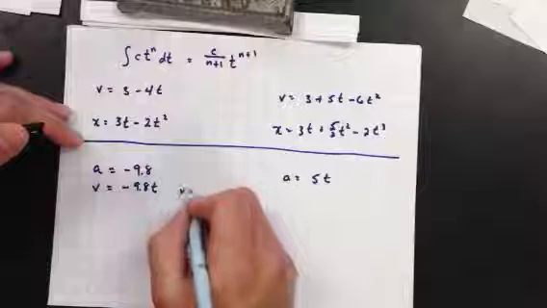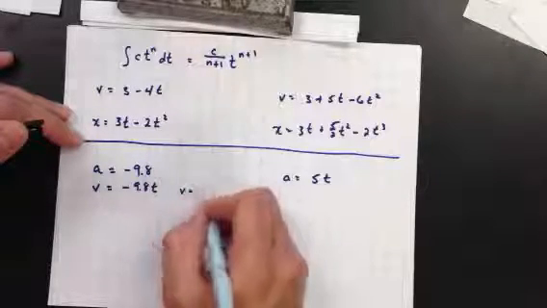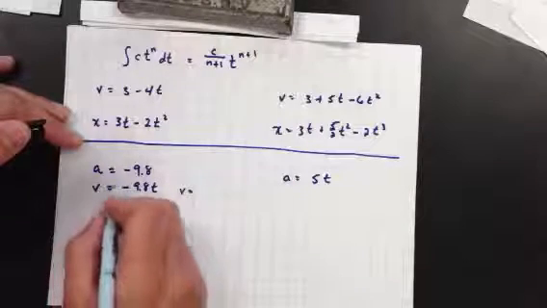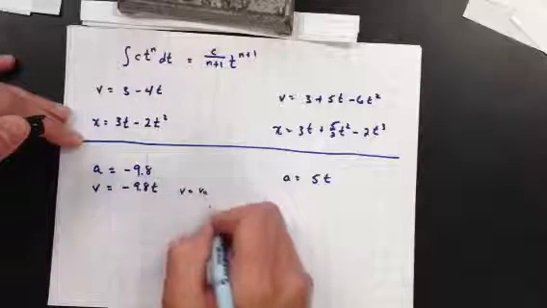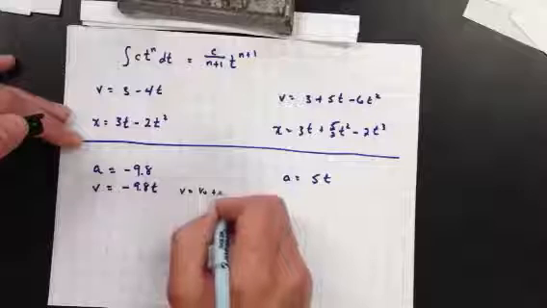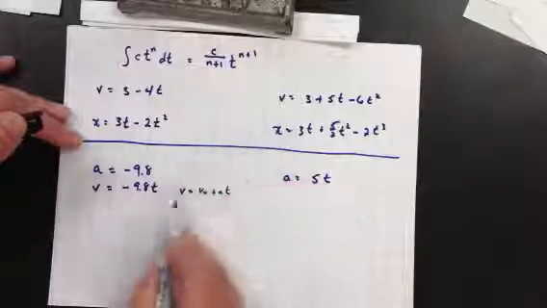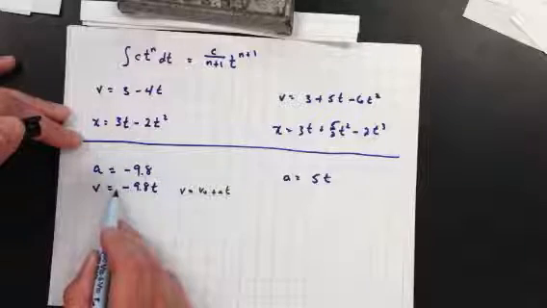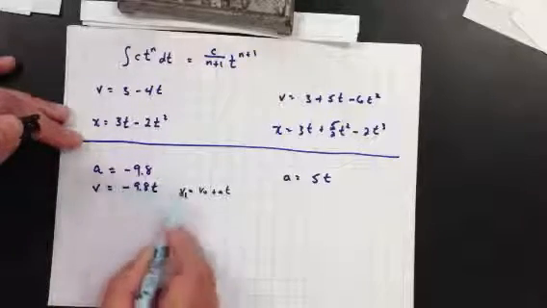So this is actually final velocity equals some initial velocity, we're going to assume it's 0, plus a times t. Okay? So final velocity equals some initial velocity plus a times t.